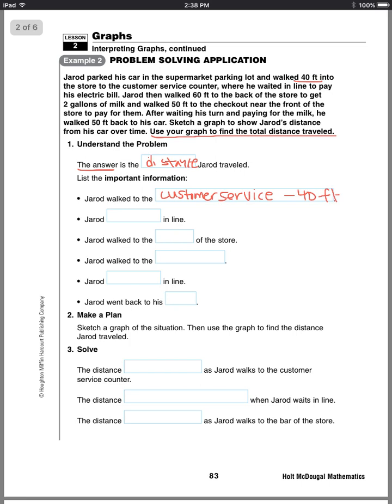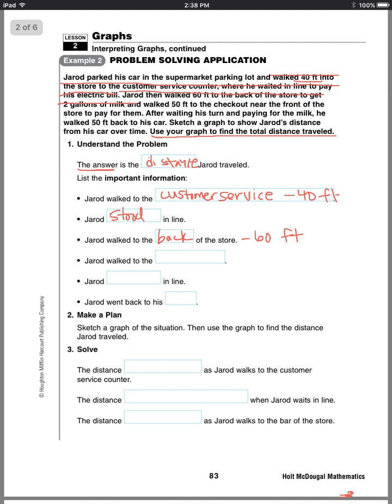Then Jared stood in line, waited in line, one of the two. And then he walked, so we have, he parked his car, we have the walking 40 feet, where he waited in line to pay his electric bill. I'm just going in order. Then he walked 60 feet to the back of the store. So at the end, I'm going to put 60 feet so I know how far it was. So I'm going to cross that part out because I used it.